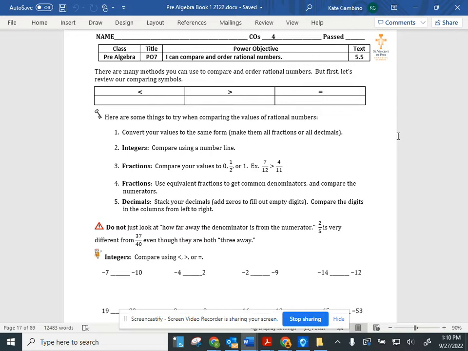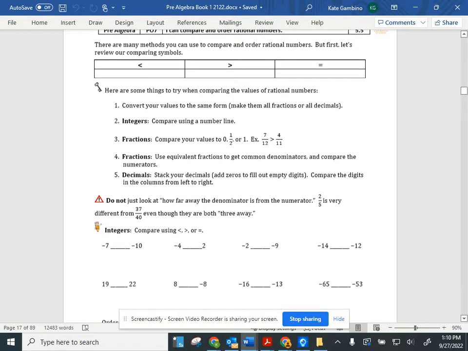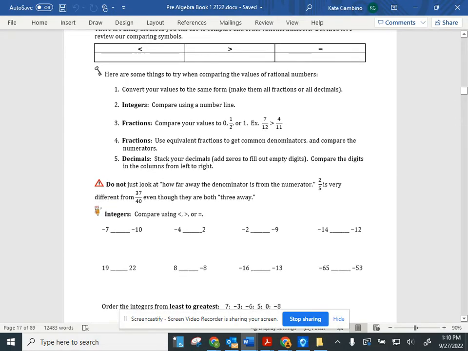There are many methods we can use to compare and order rational numbers, but first we're just going to review our comparing symbols. So our first symbol, who can tell me what that means? What does a symbol that looks like that mean? Emmett. The one on the right is bigger. It does mean that the number on the right is bigger. So when we see these symbols, we read from left to right. So that number on the left is going to be less than, because we read from left to right, so we're going to say less than. So that is our less than symbol.